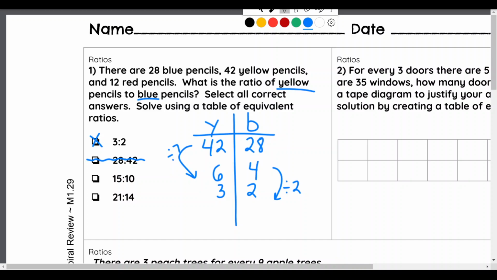15 and 10, if I've got the yellow at 3 and I multiply times 5, that'll give me 15, and 2 times 5 is 10, so 15 to 10 is a correct answer. And if I have 3 times 7, that is 21, and 2 times 7 is 14. So there are 3 correct answers. And I have my lovely table of equivalent ratios.